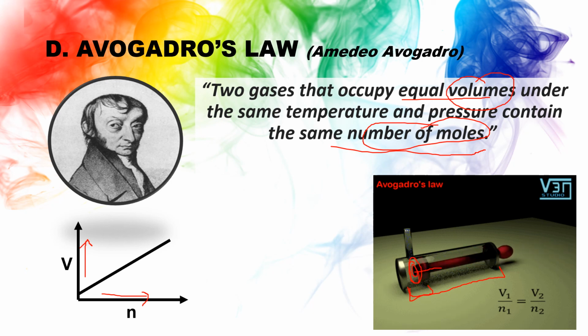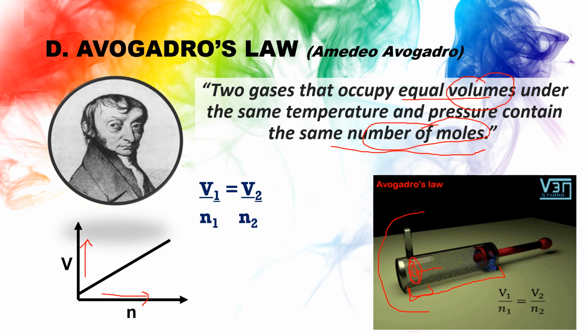regardless of the nature of the gas. So, for example, in this situation, you put in either nitrogen gas, hydrogen gas, or helium. It will always be the same because it's regardless of the nature of the gas. So therefore, the formula for Avogadro's law, since they are directly proportional, considering two conditions, the initial and the final, is V1 over N1 is equal to V2 over N2.